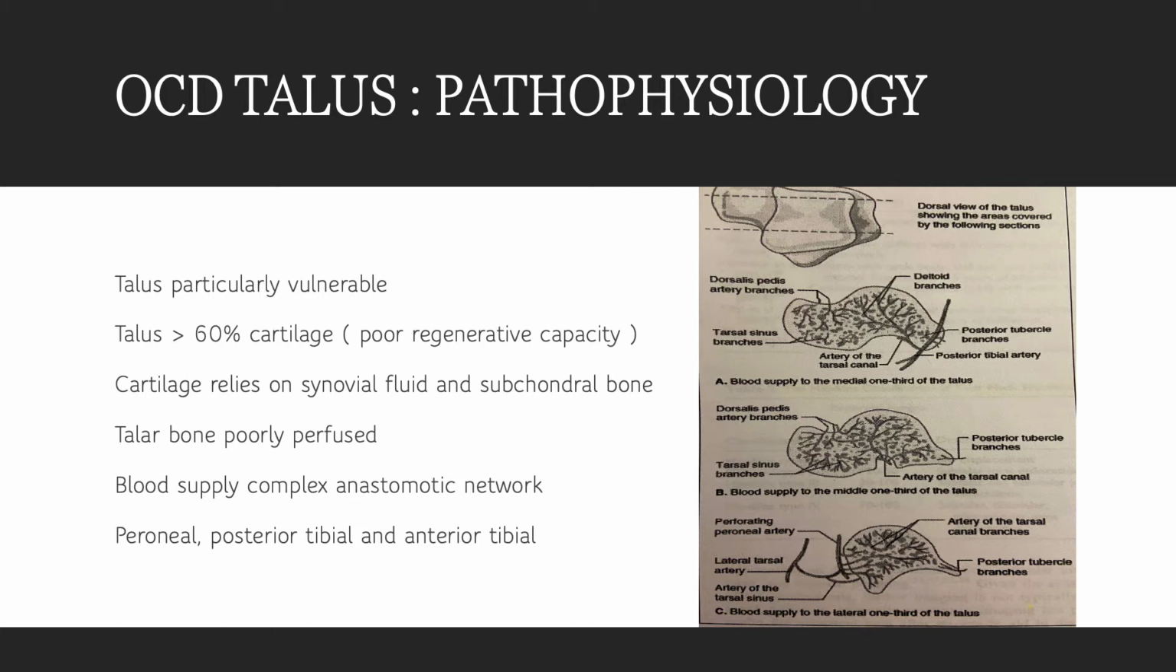The cartilage relies on the synovial fluid and the subchondral bone, but we know that the talar bone is poorly perfused due to the limited area of the bone that's not covered by cartilage for perforators. The blood supply to the talus is through a complex anastomotic network, including the peroneal, posterior tibial, and anterior tibial arteries. Historically, we have known the blood supply to be retrograde in the talar dome and talar body. However, there is some recent literature that seems to debate or question that.